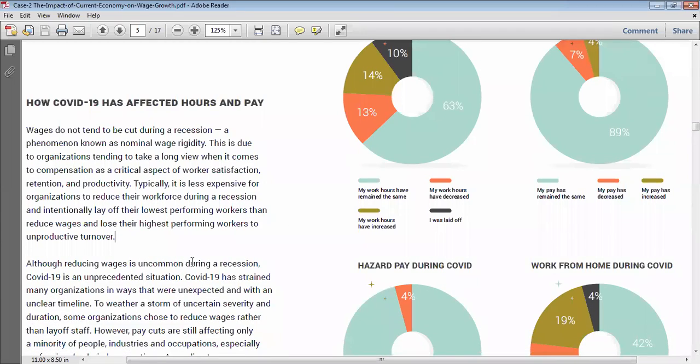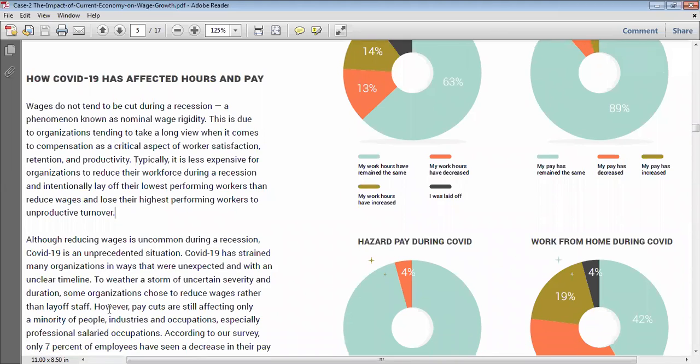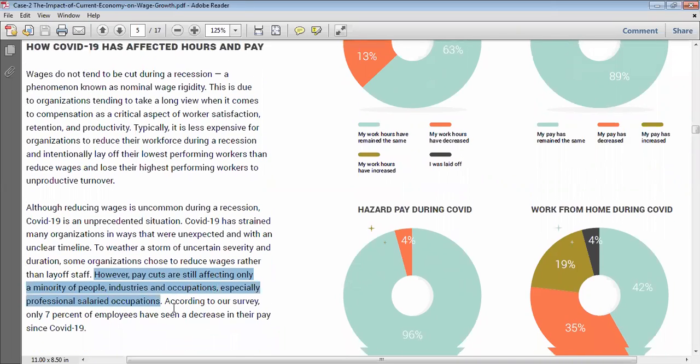Although reducing wages is uncommon during a recession, COVID-19 is an unprecedented situation. It means the world has seen something like this for the first time. So COVID-19 has strained many organizations in ways that were unexpected and with an unclear timeline. To weather a storm of uncertain severity and duration, some organizations choose to reduce wages rather than lay off staff.